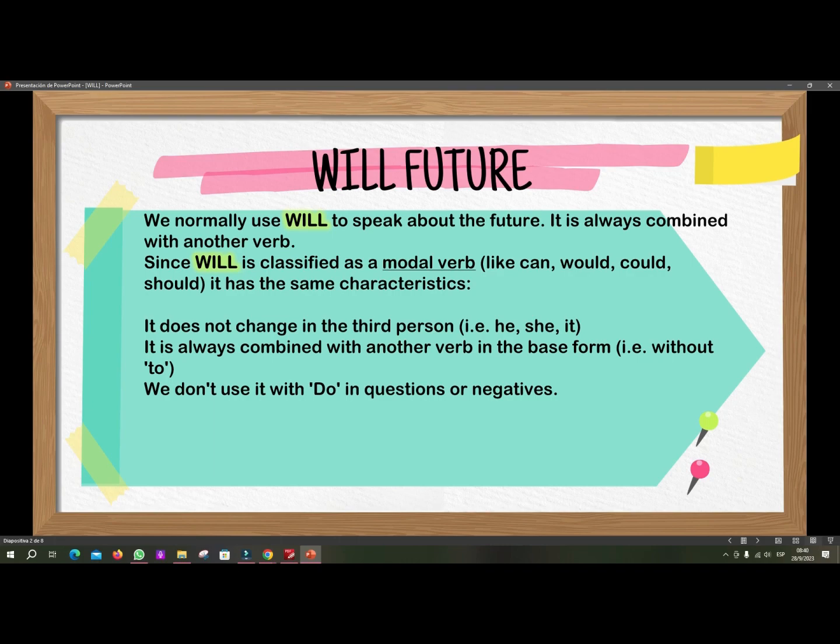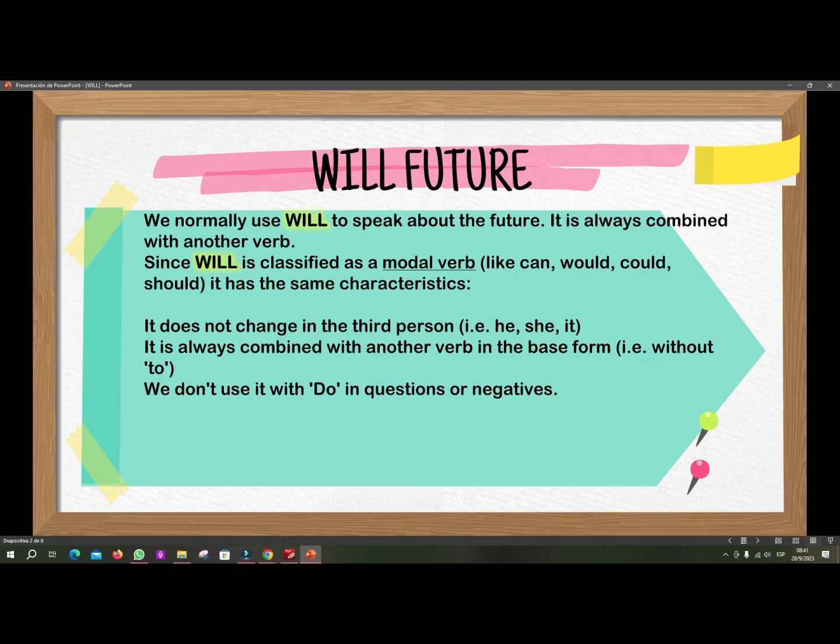We don't use it with do in questions or negatives. When we use will, we're not going to need do or does or another auxiliary to write questions or negative sentences. In this case, we're going to use also will, right? Later, we're going to practice and study some structures about that, right?